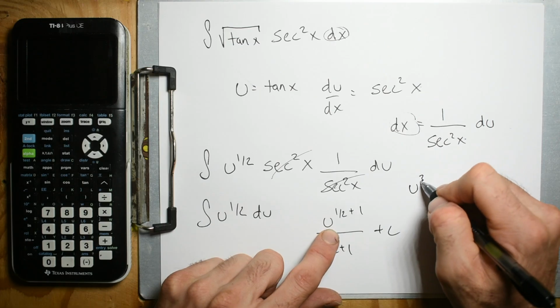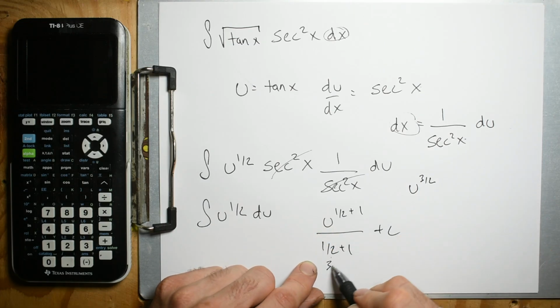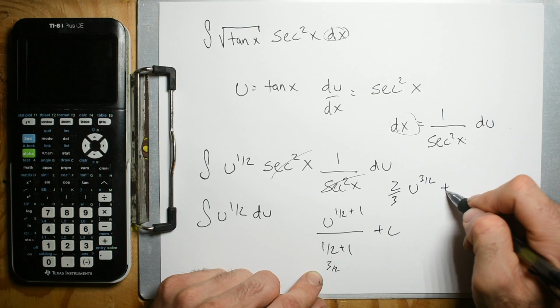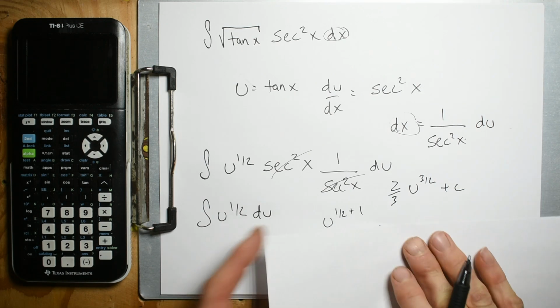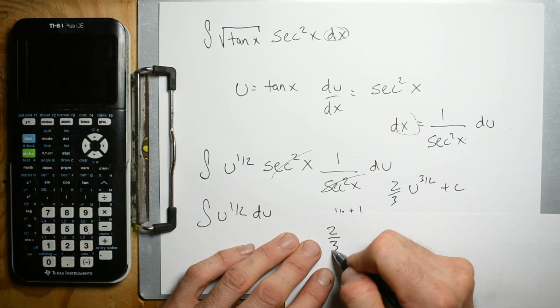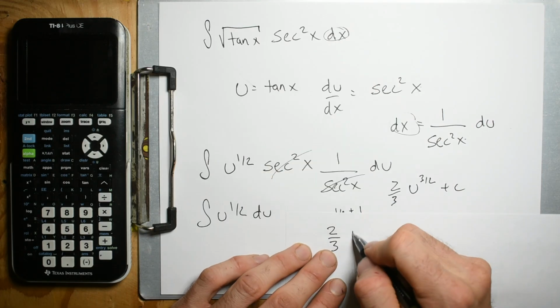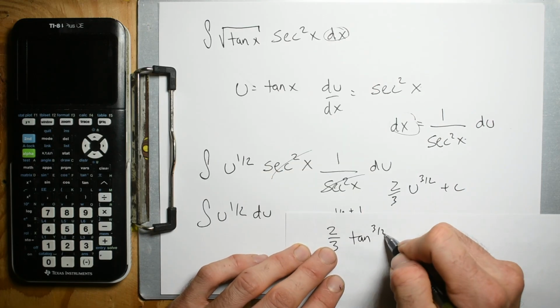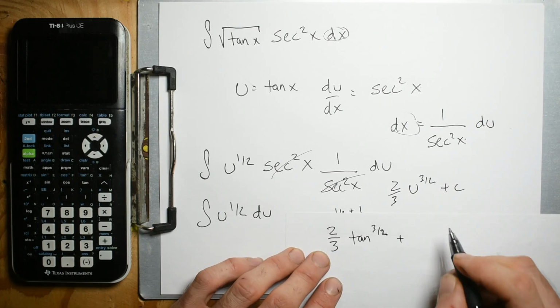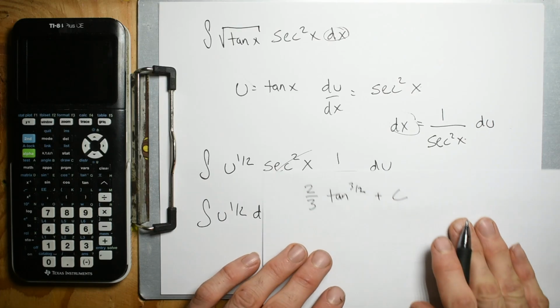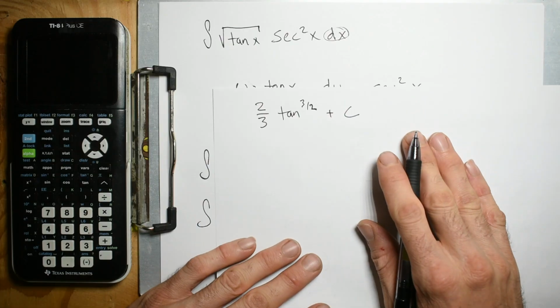And so we have u to the 3/2. This was going to be 3/2 downstairs, that's 2/3, plus a constant. And so now we have our final answer of 2/3, our u is tangent, to the 3/2, plus a constant. And we did it. Hell yeah.